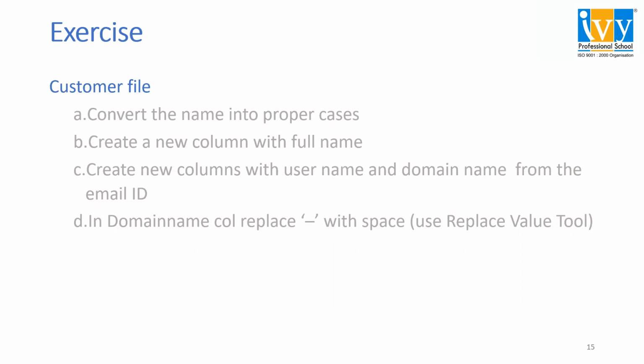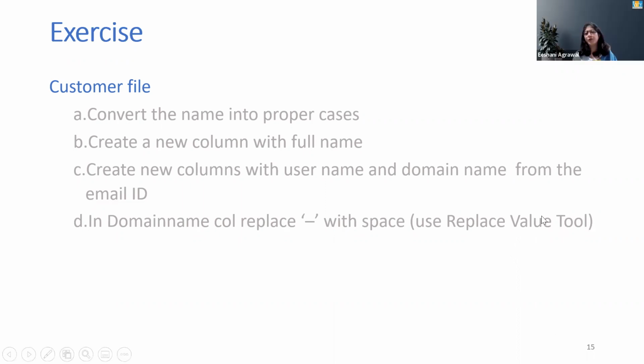Ishani, what do we mean by proper case? Name into proper case. Proper case means in a word, the first alphabet is capitalized and the rest of it is in lowercase. For example, no, I don't have an example over here. Got it. Yeah. Something like the replace value tool, where R is capital, V is capital, P is capital.